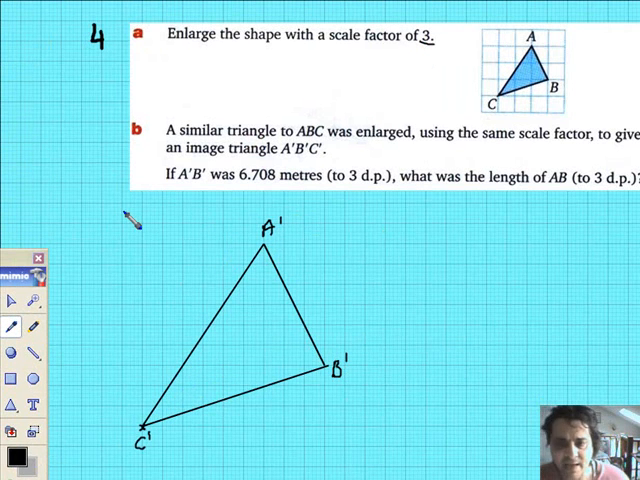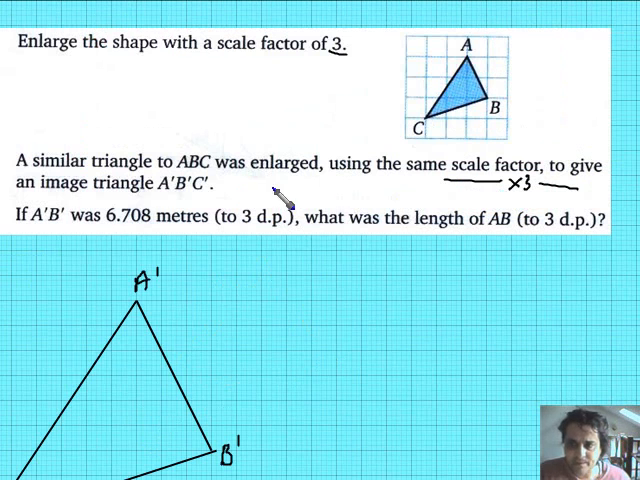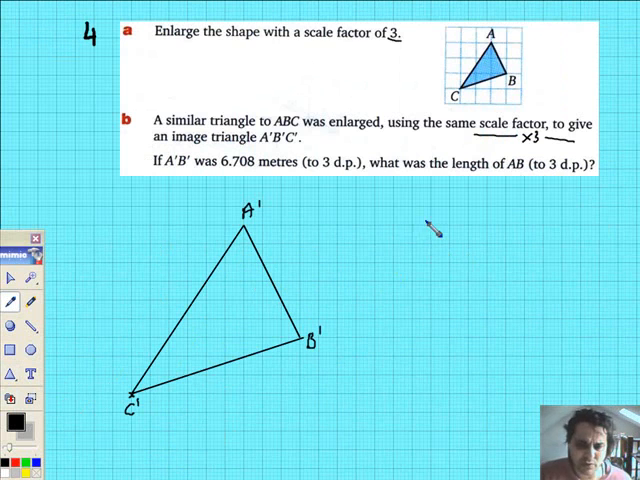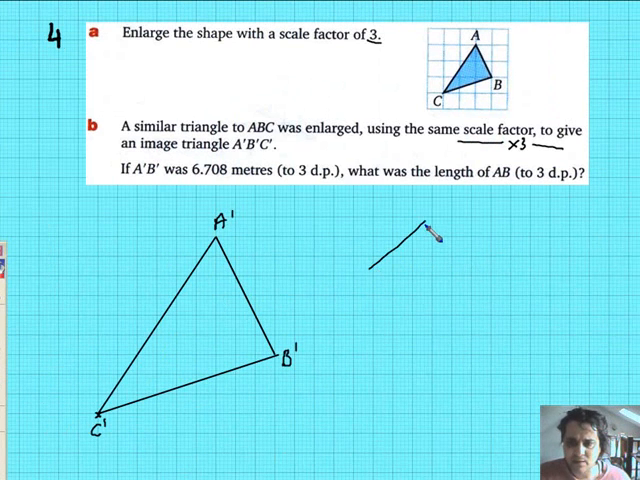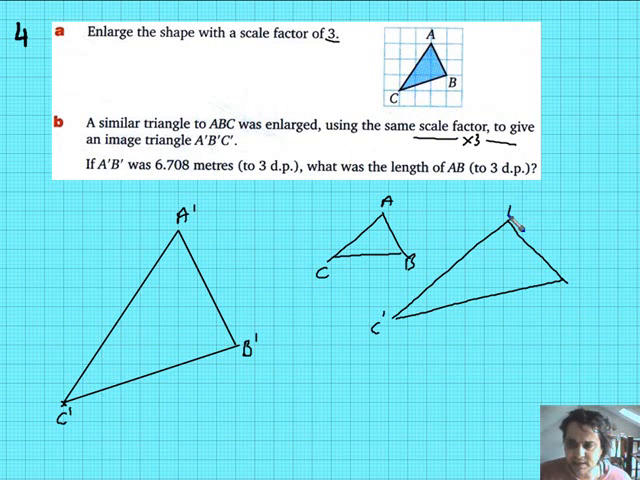Part B. A similar triangle to ABC was enlarged by the same scale factor. That means times 3, to give an image of the triangle ABC. So let me just draw the story briefly. This doesn't have to be to scale. So I've got an ABC triangle. I'll call it CBA. And I'm going to enlarge it and make it look sort of okay. So C dashed, A dashed, B dashed.